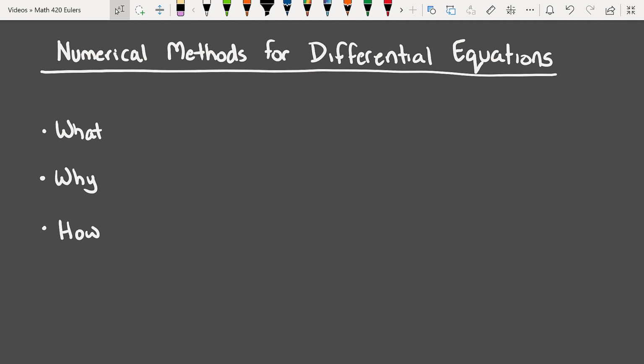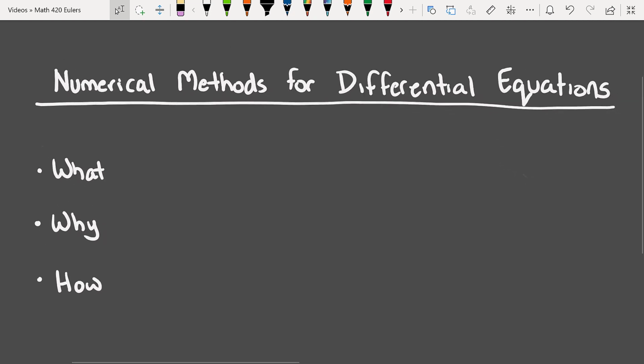In this video, we're going to start our focus on numerical techniques for finding solutions or approximating solutions to differential equations. There actually are three techniques that we're going to use to numerically approximate solutions to differential equations.